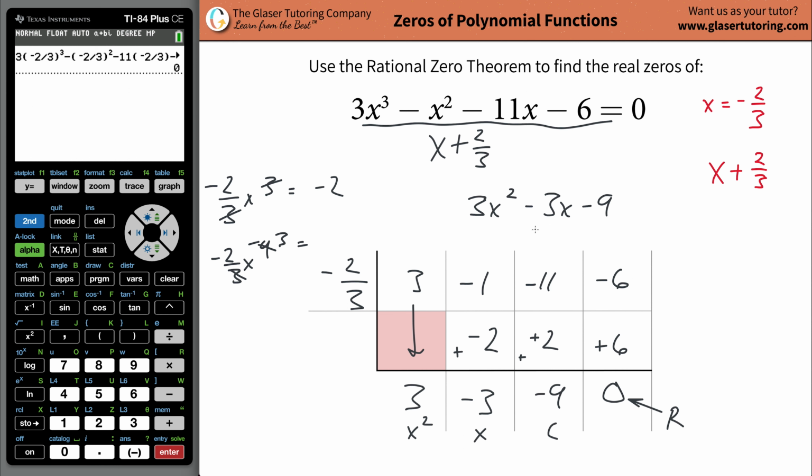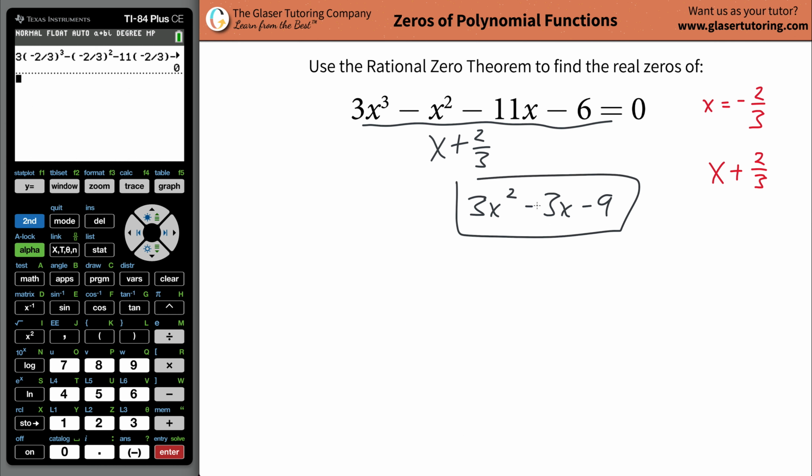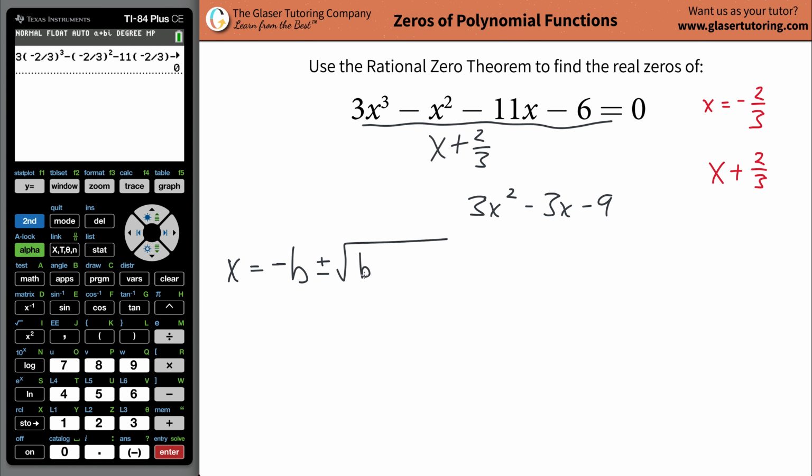Let's take a look. Okay, so now that we have a quadratic, you have to remember that there's always going to be this particular method you can always use to find the zeros of this quadratic. It's known as the quadratic formula, or the quadratic equation, whatever you want to call it. So x is going to be equal to -b plus or minus the square root of b squared minus 4ac, all over 2a. Remember, the a is the leading coefficient. The b is going to be the coefficient of the x term, and the c represents your constant.